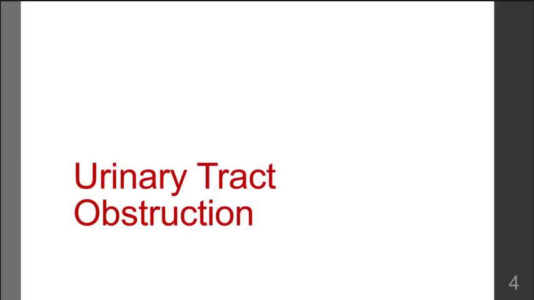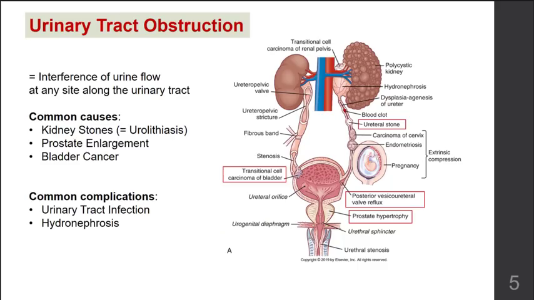So we'll start by talking about urinary tract obstructions. In this image, if we're just thinking of normal anatomy, this shows you the renal artery and the renal vein. Here's your kidney, then here's your ureter, one on each side if you have two kidneys, and then we have the bladder and then the urethra.